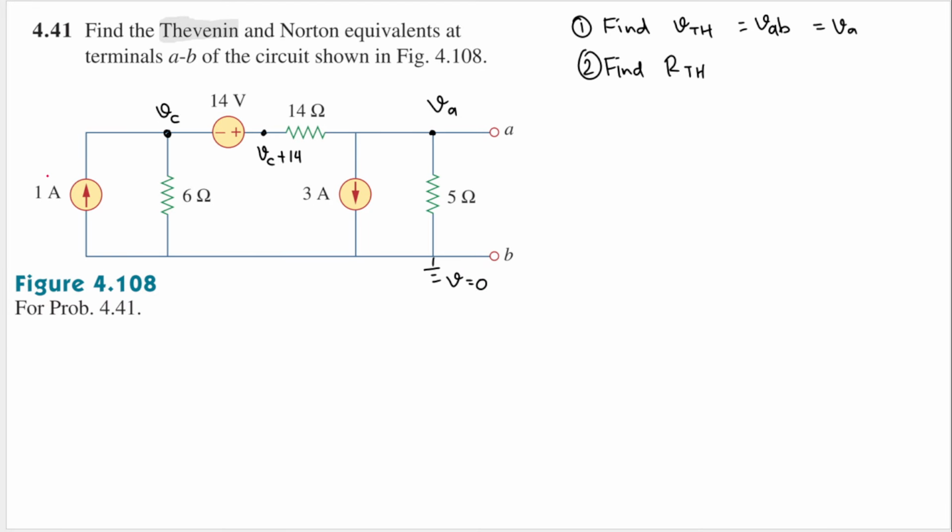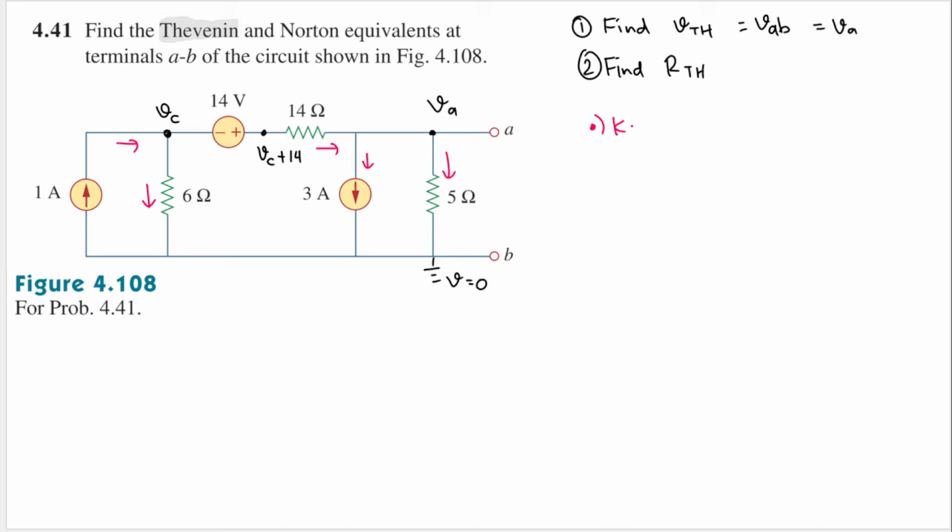But first, let's assume the direction of the current. I just follow the arrow of the current source. So this is going to the right. This is going down. This is going to the right. This is going down. And this is also going down. So now, maybe let's start from VA first.